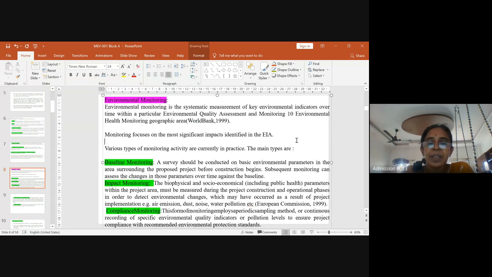Compliance monitoring means this form of monitoring employs a periodic sampling method or continuous recording of specific environmental quality indicators or pollution levels to ensure the project's compliance with recommended environmental protection standards. So these are the three types of monitoring methods.